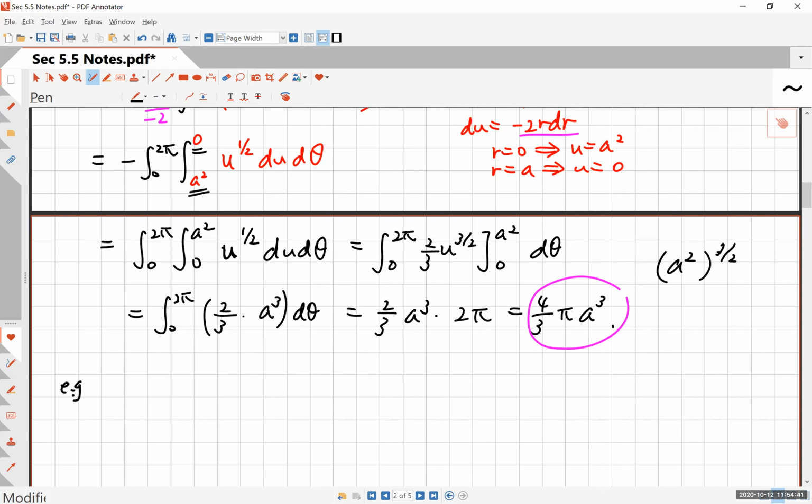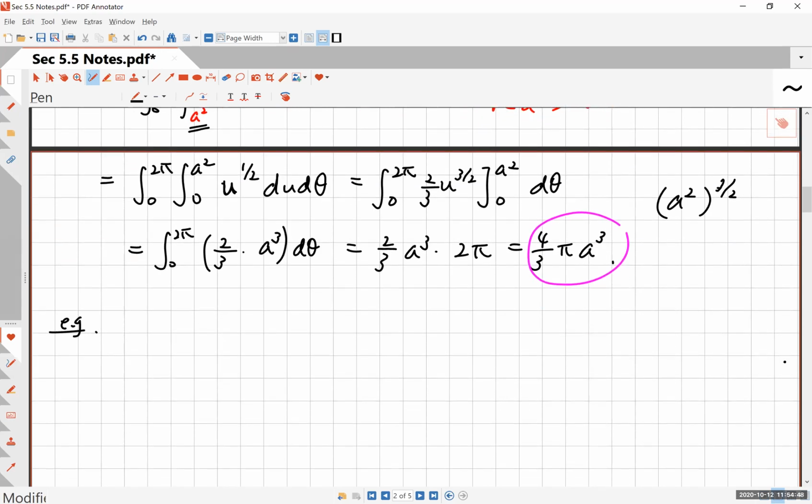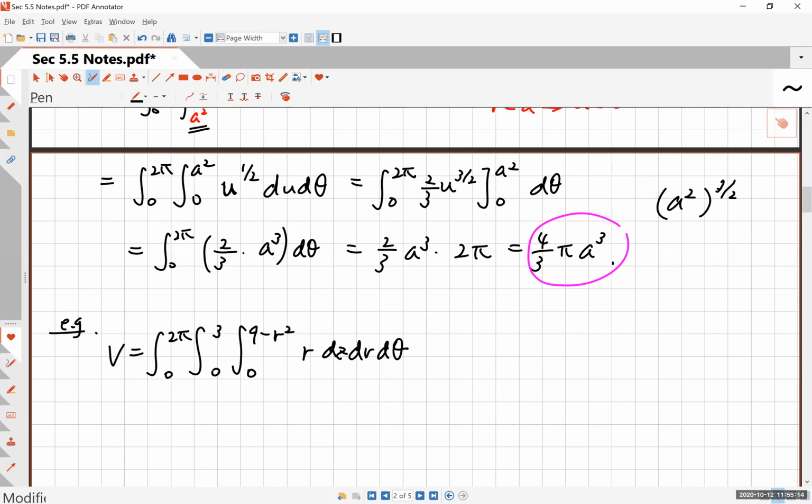All right, I'm going to pose a Jeopardy question, and then I will give you time to sing your Jeopardy theme song and then answer the question. So let me ask you this. The category is triple integrals. Here is the answer. V is equal to the integral from 0 to 2 pi. Can you imagine Alex Trebek reading this? And then from 0 to 3, and then from 0 to 9 minus r squared, r dz dr d theta. Okay, you have 30 seconds to figure out what the question is.